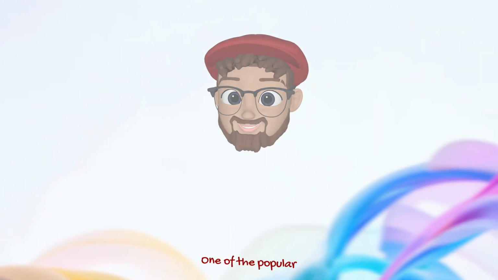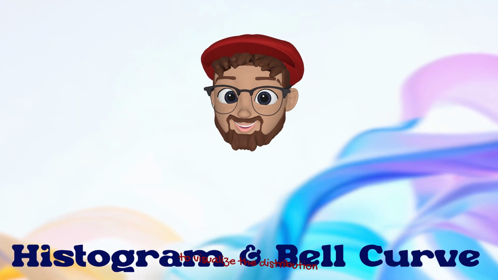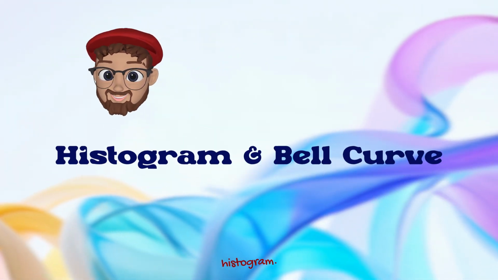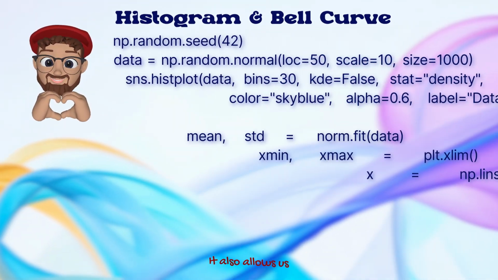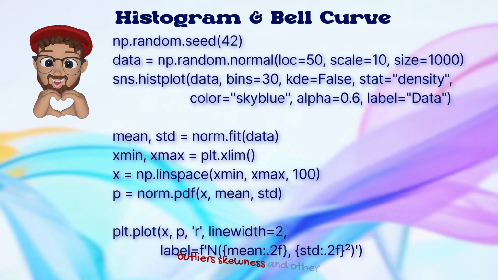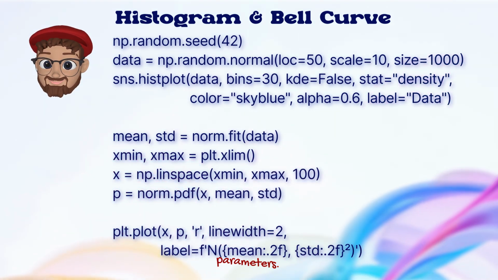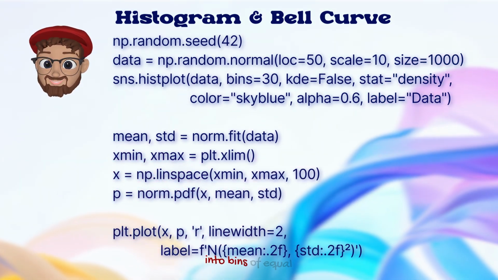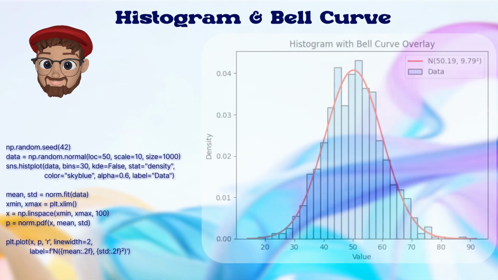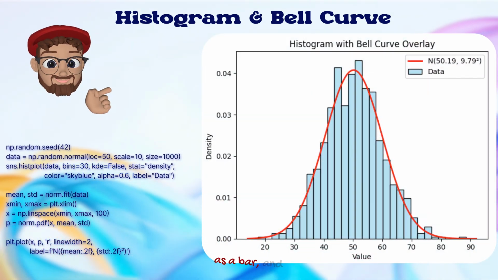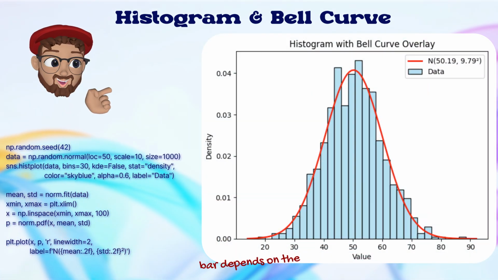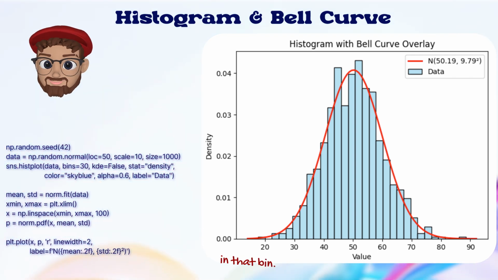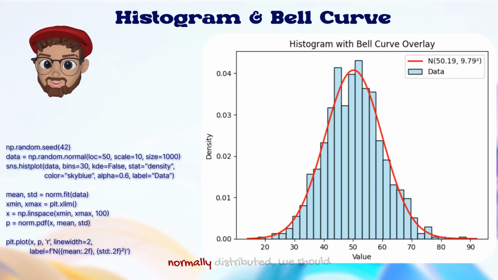One of the popular and commonly used graphs to visualize the distribution of data is the histogram. It also allows us to check the data outliers, skewness, and other parameters. It divides the data into bins of equal width. Each bin is displayed as a bar, and the height of the bar depends on the number of data points in that bin. If your variable is normally distributed, we should see a bell curve.